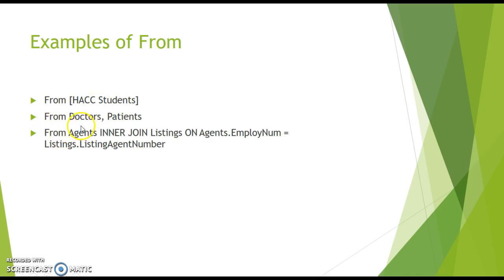Or I can say from doctors, comma, patients. That's pulling fields from two different tables, the doctors table and the patients table. And here's an example of how you would create an inner join on agents' employee num, which equals, from the listings table, listing agent num. So the listing agent num and employee num have an inner join between those two tables.